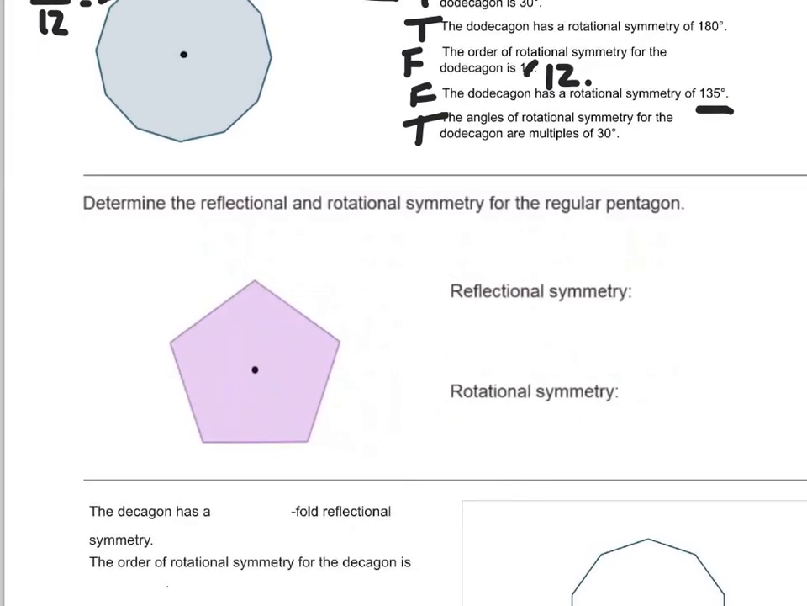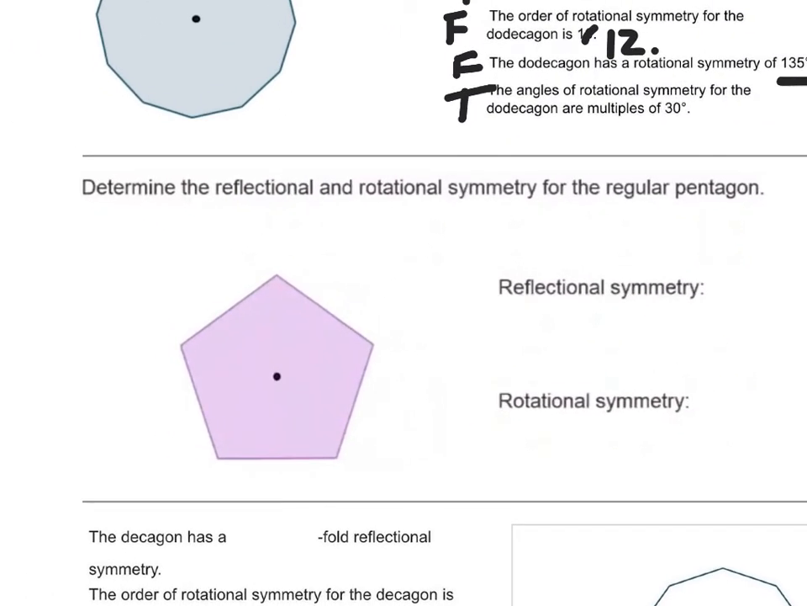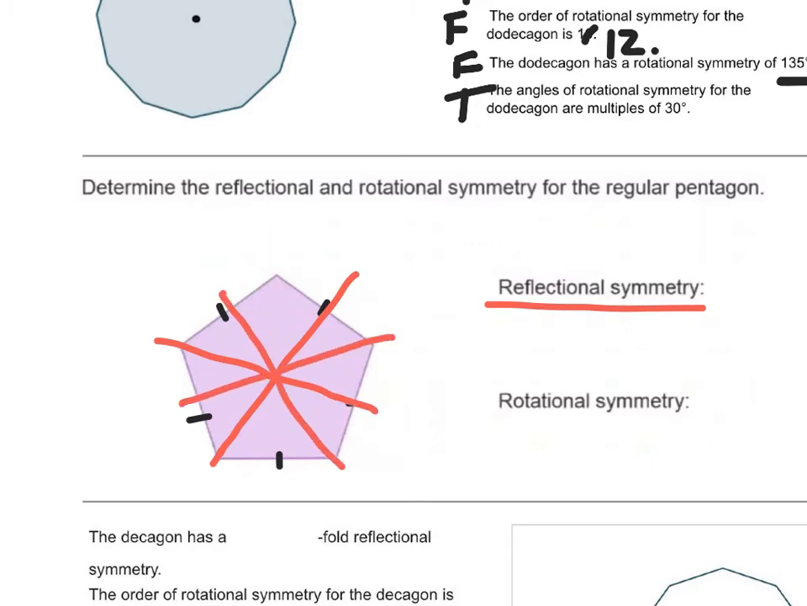All right, on this we want to determine the reflectional and rotational symmetry for the regular pentagon. Because this is regular, all these sides are congruent. For the reflectional symmetry, I would have the following, in red. Here's one line of reflection, here's the other, 3, 4, and 5. So this has 5 lines of reflectional symmetry.